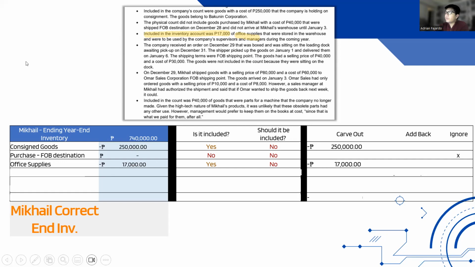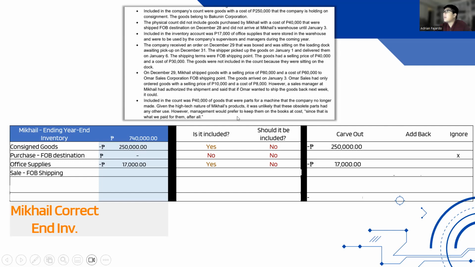Next scenario. Number 4. The company received an order on December 29 na nakabox na and was sitting on the loading dock. The shipping terms was FOB shipping point. The goods had a selling price of 40,000. The goods were not included in the count. So, this is an example of a sale na FOB shipping.